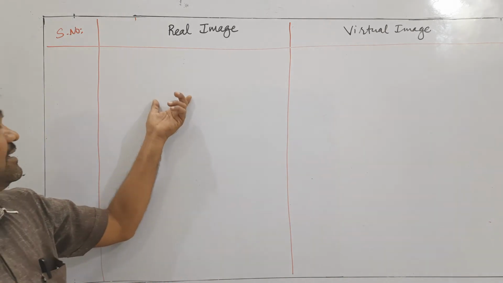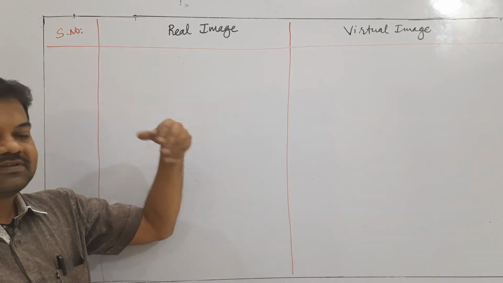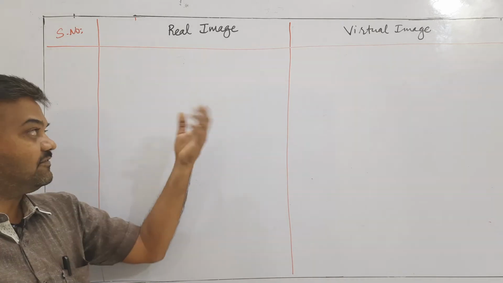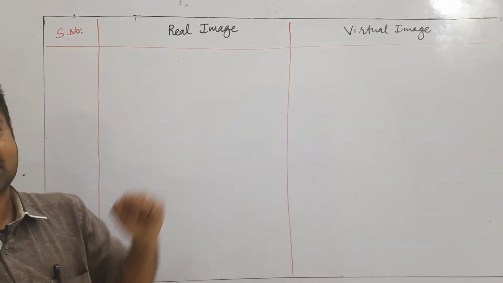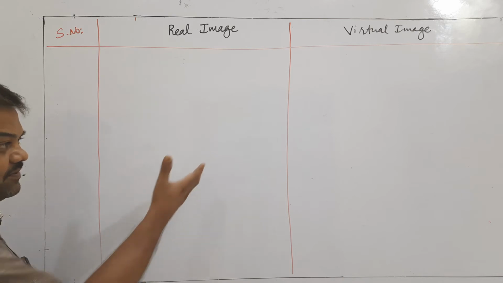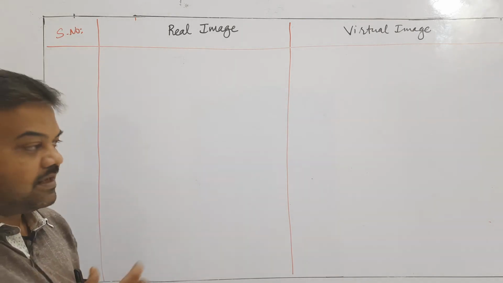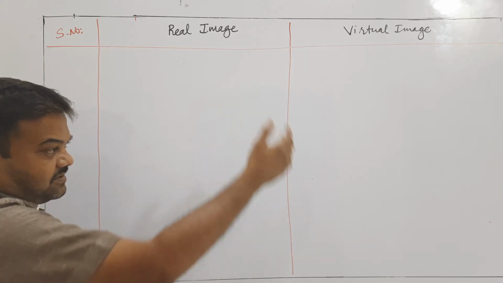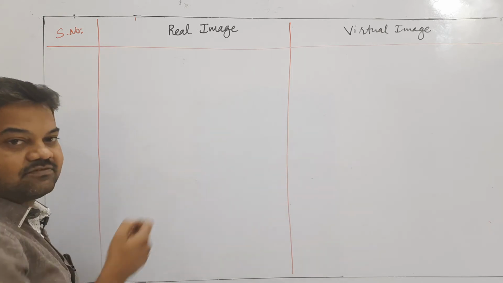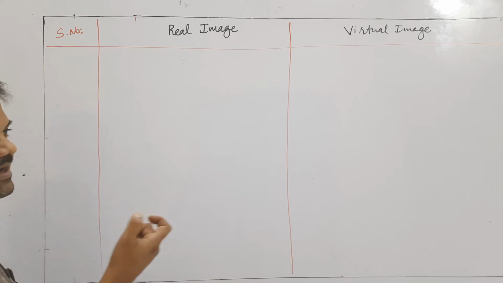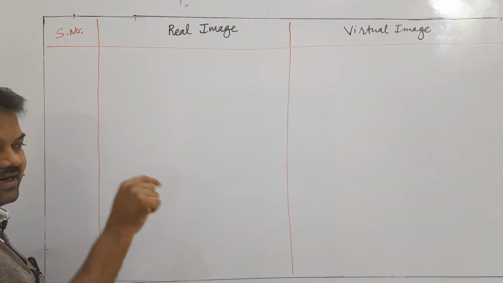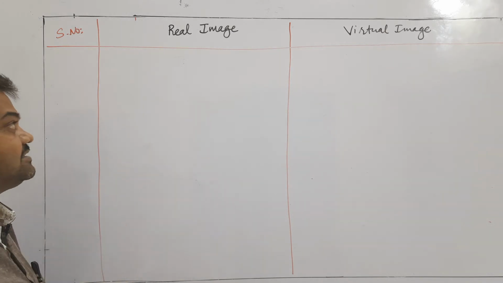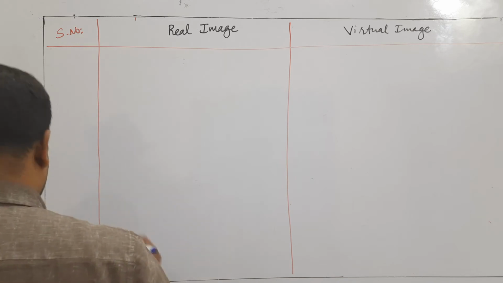Or we can say that the light rays after reflection or after refraction converge at one point. Just now we have seen in the case of focal point, what happens? After reflection from the surface, they converge at one point, and the image formed at that point is called a real image. Okay, we have to write the differences here.